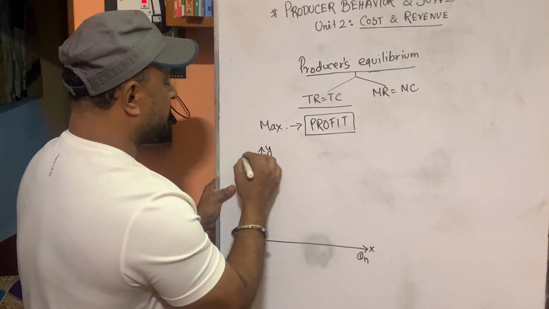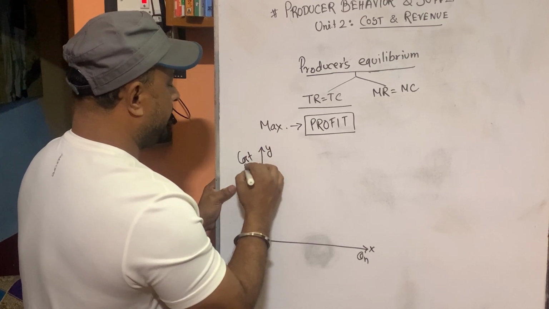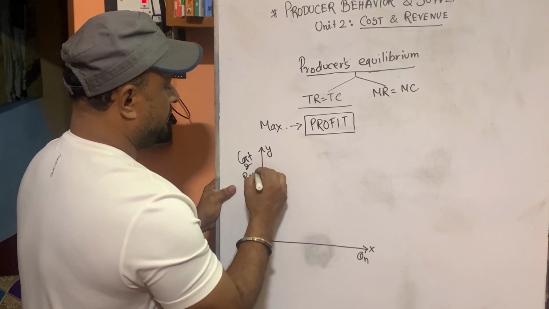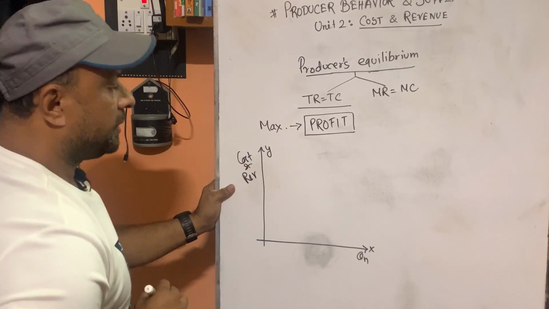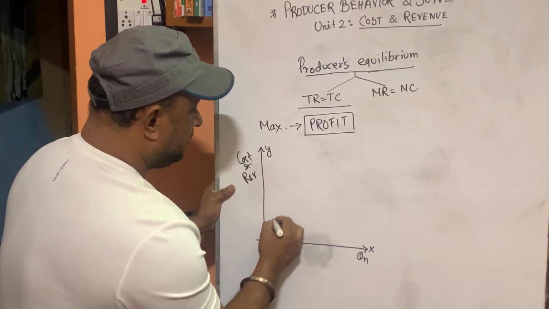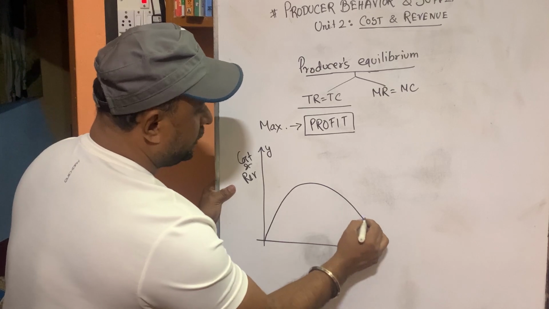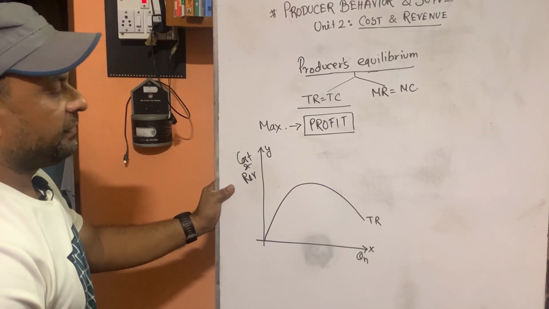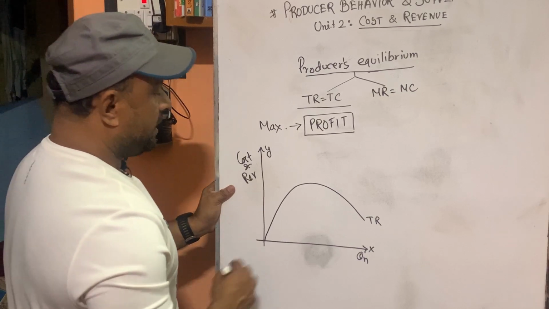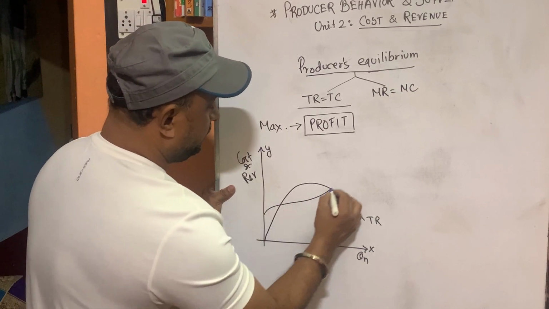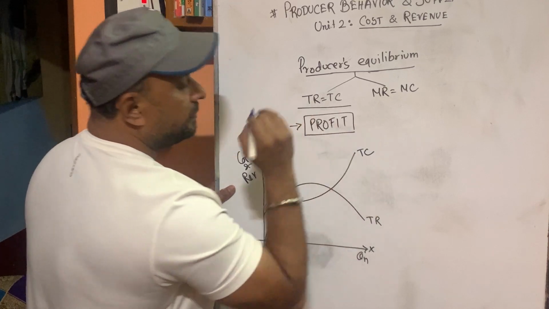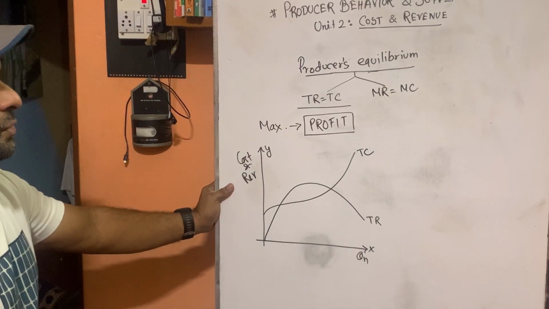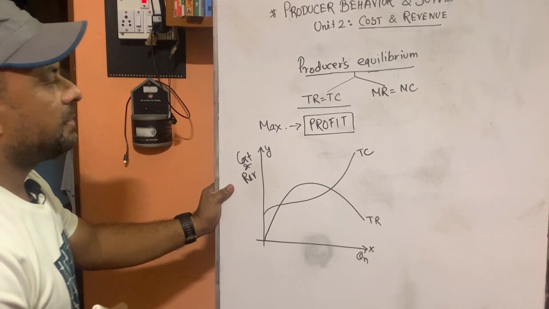Quantity, here we are measuring cost and revenue. This is our total revenue curve. Just earlier we learned it: total revenue is an inverse U shape, and this is our total cost curve, the TC curve. So, total cost, total revenue. Now, where is the maximum profit?